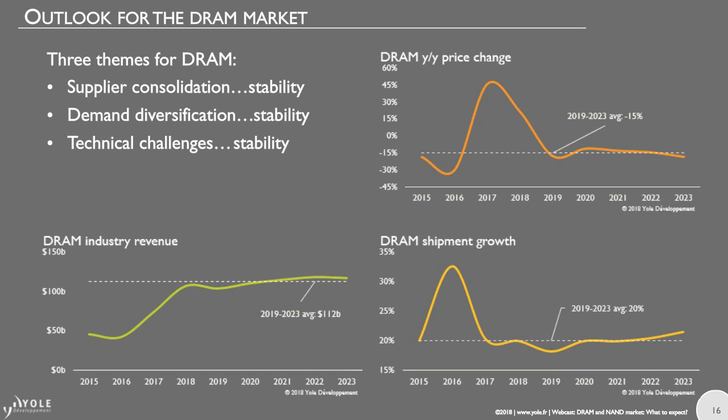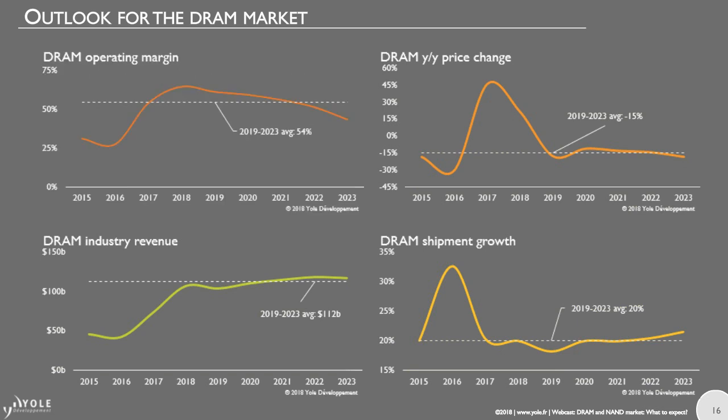Now, 15% price declines are actually bigger than cost declines. So we are expecting some margin compression. Margins peaked at about 66% in Q3 of this year. That was a record for DRAM, and it's a level that we don't expect to see again. Over the next few years, we do expect margins to gradually decline. Still a 5-year average of about 54%, but sort of down into that 40, high 30% range by 2023.